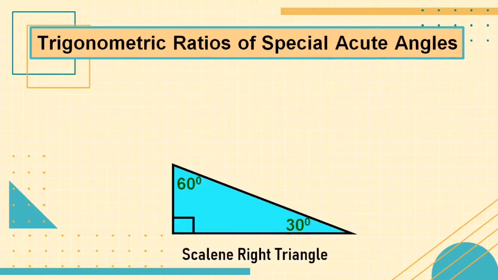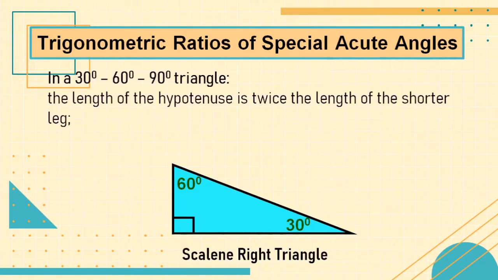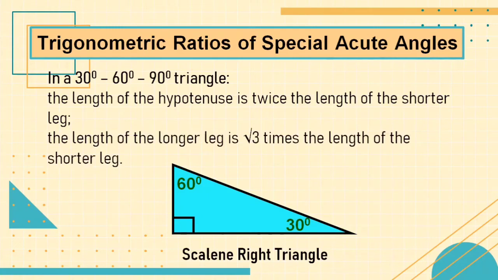the leg. Our scalene right triangle could also be named as a 30 degrees, 60 degrees, 90 degrees triangle. The length of the hypotenuse is twice the length of the shorter leg, and the length of the longer leg is square root of 3 times the length of the shorter leg.